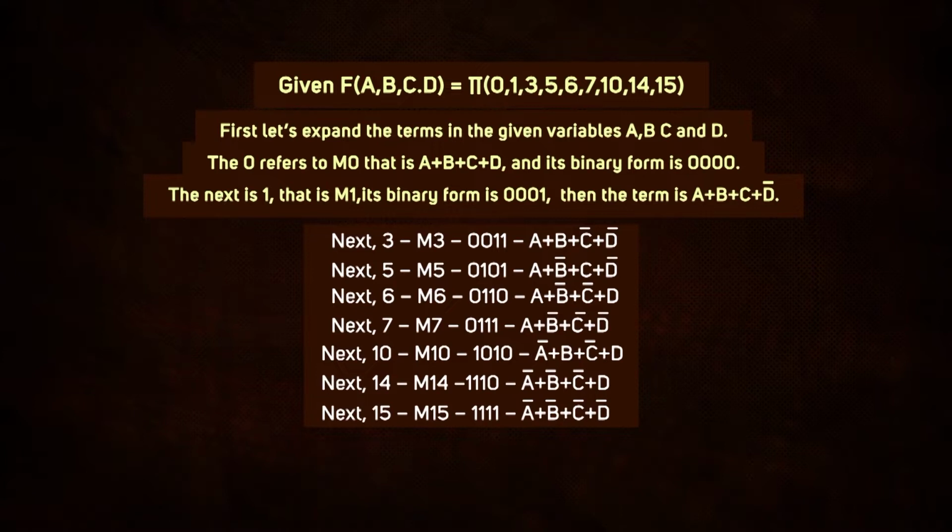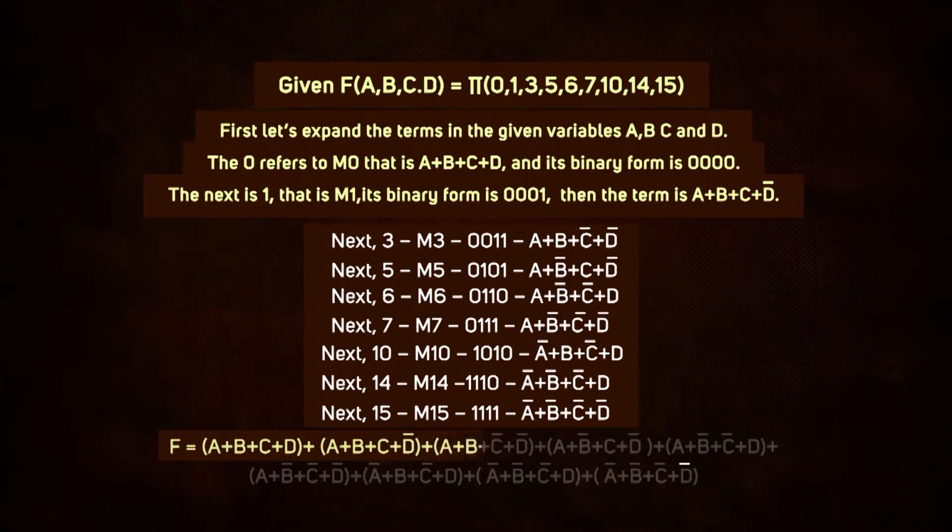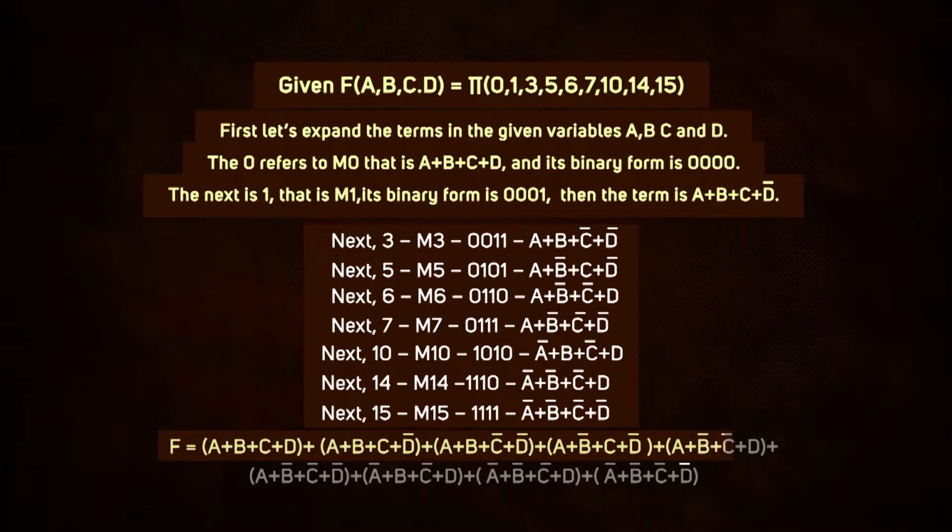So, the product of sums expression can be written as f equal to (a plus b plus c plus d) (a plus b plus c plus d complement) (a plus b plus c complement plus d complement) (a plus b complement plus c plus d complement) (a plus b complement plus c complement plus d) (a plus b complement plus c complement plus d complement) (a complement plus b plus c complement plus d) (a complement plus b complement plus c complement plus d) (a complement plus b complement plus c complement plus d complement).